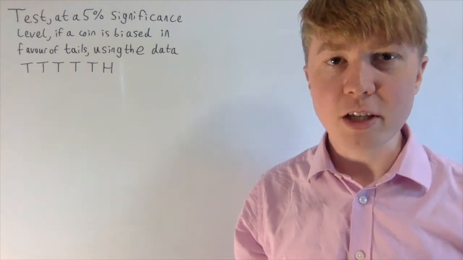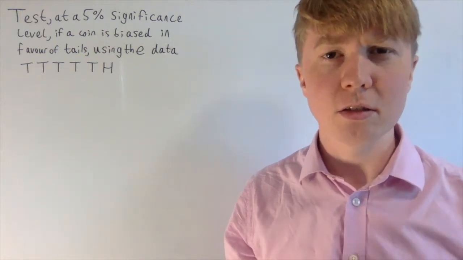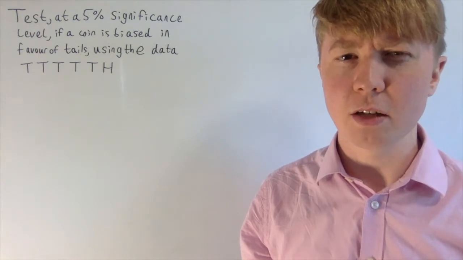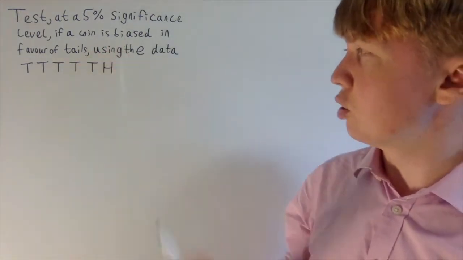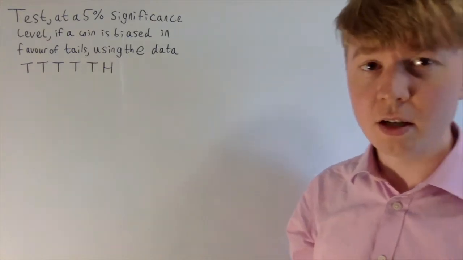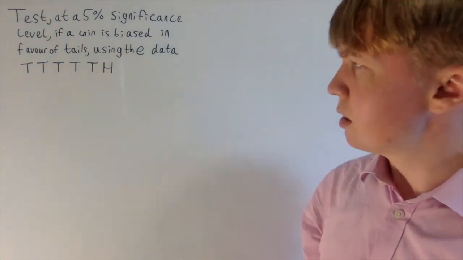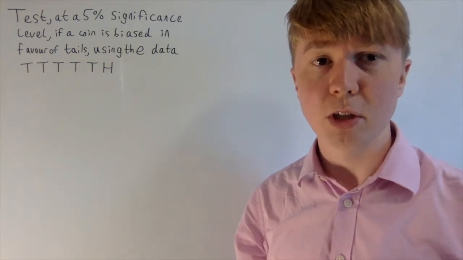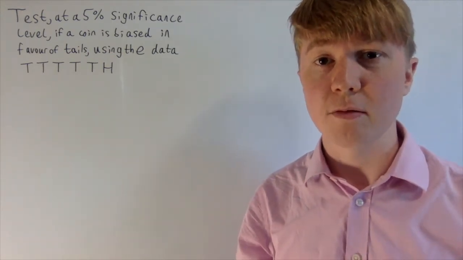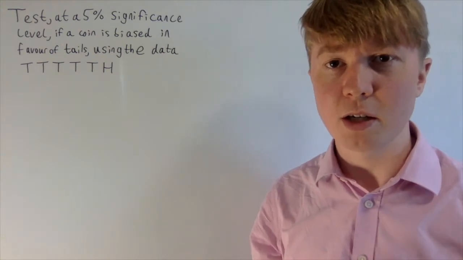Okay, so we're going to have a look at an interesting paradox in statistics, or at least it seems like a paradox until you understand what's going on. Imagine I'm interested in determining whether a certain coin is biased in favour of tails. I've flipped it 6 times and got 5 tails in a row and then a heads. Using this data, we're going to look at this from 2 slightly different perspectives, and you'll find the results quite surprising.